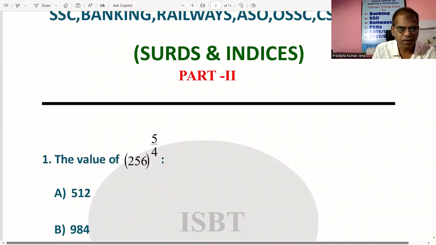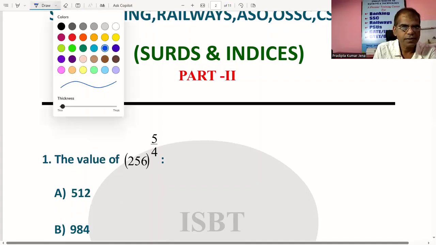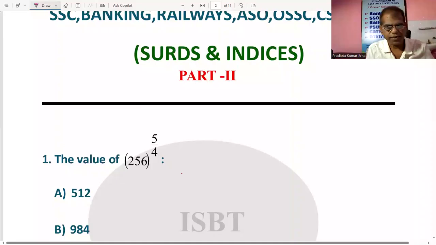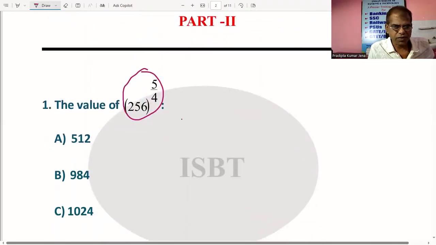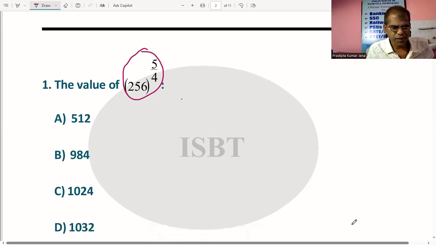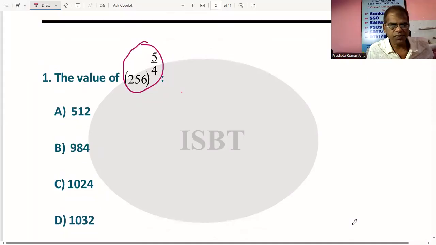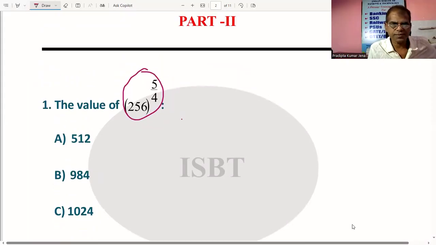What is the value of (256)^(5/4)? Your options are 512, 984, 1024, 1032. Okay, so look at the solution. 256 to the power 5/4.